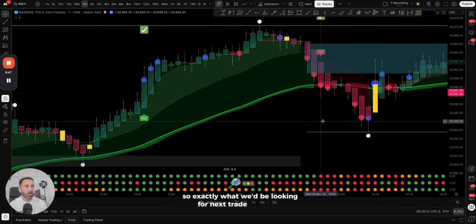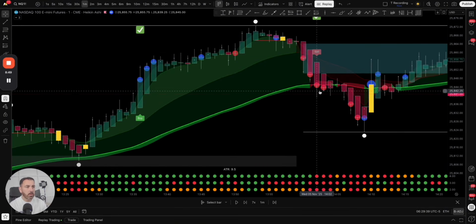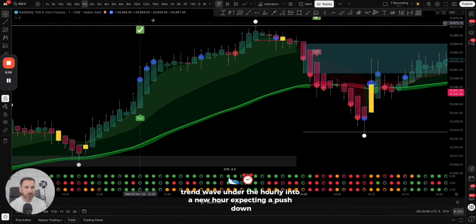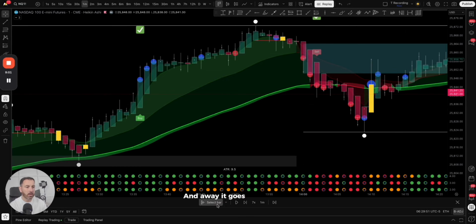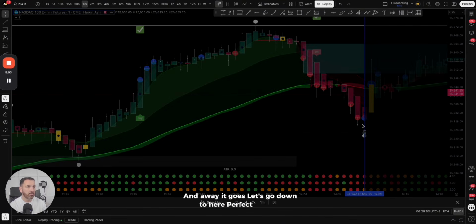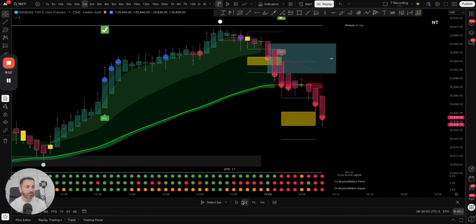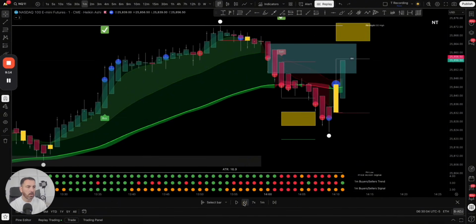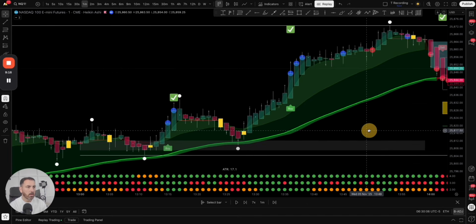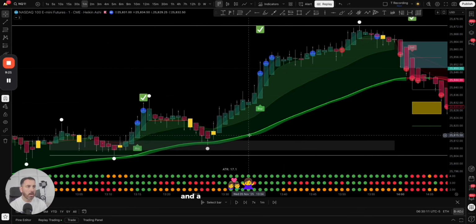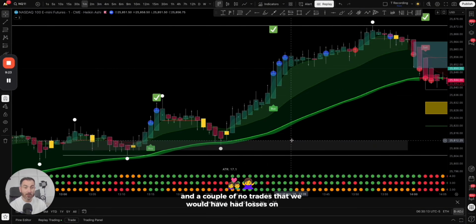Next trade, sell signal, bearish directional volume, 3 trend traffic lights, trend wave under the hourly, into a new hour, expecting a push down, and away it goes. Let's go down to here. Perfect. TP1, TP2. That's 4 winners and a couple of no trades that we would have had losses on.